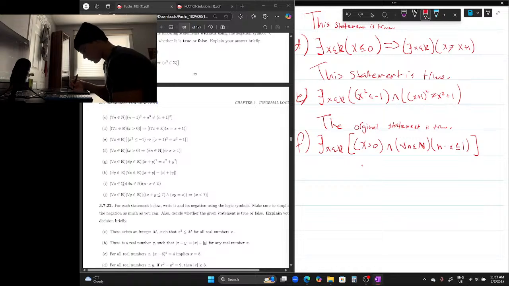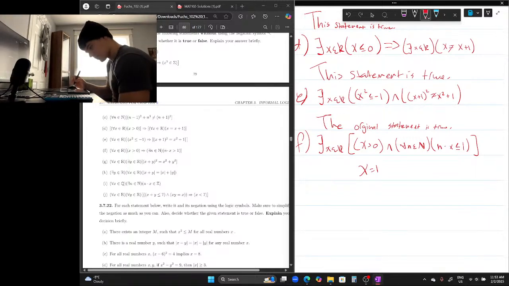But what if you had x equal to, oh, x has to be greater than 0. Yeah, what if you had x equal to 1? That's true, so that would imply it. Then there exists an n. Oh, and then you do like 10.